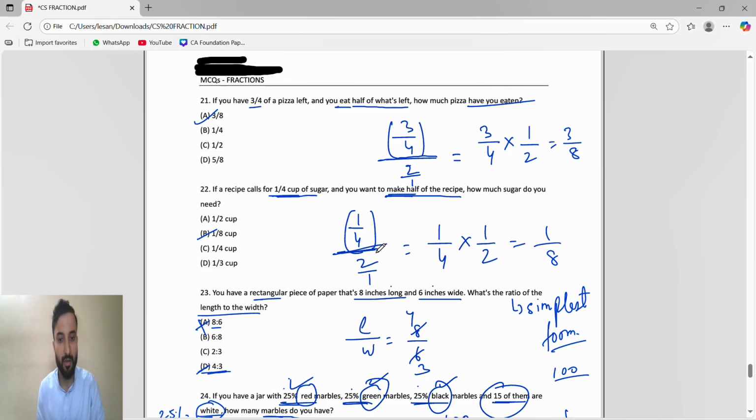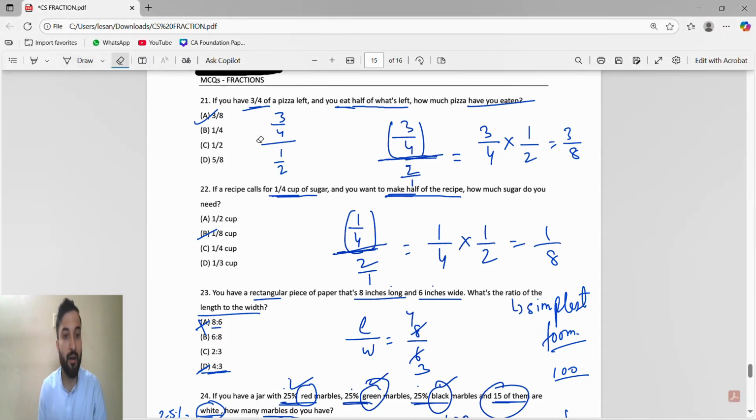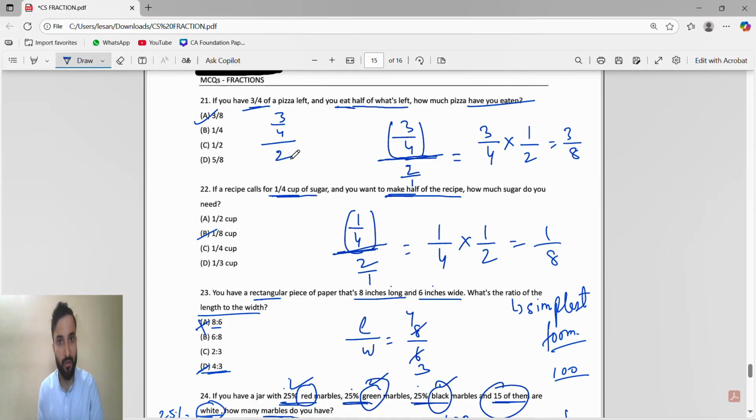It will become half. So whenever you get something like this, see here, 3/4 of the pizza, you eat half. So 3/4 was the total in which you eat half. Half means divided by 2. Don't do it like this, guys: 3/4, you eat half, half means this half. No, it will become wrong. How will you make the half? Divided by 2. Then only it will become half, right?